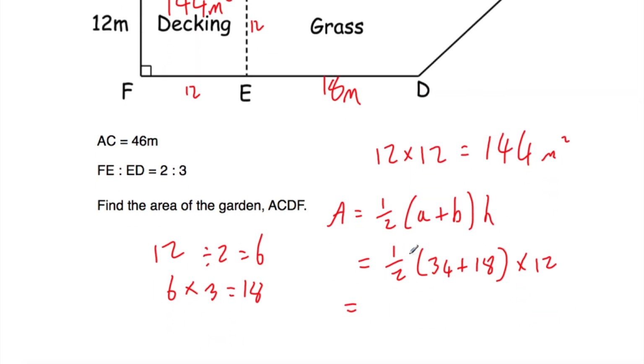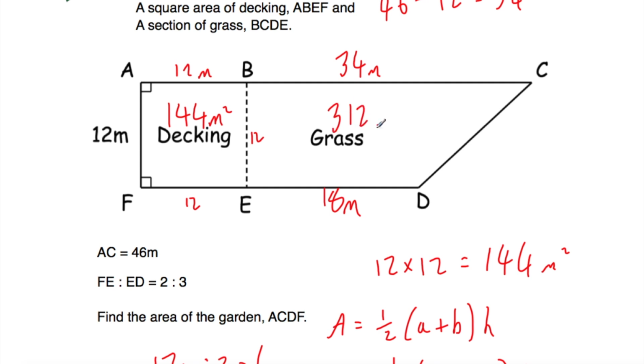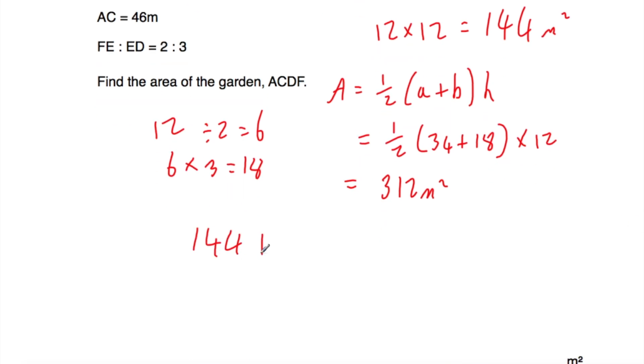And then if we just work this out on our calculator, a half, and then in brackets, 34 plus 18, close brackets, multiply by 12, that's equal to 312 meters squared. So that means the area of grass in this garden is 312 meters squared. And that's fantastic. To find the area of the whole garden now, we can just add this area and this area together. So 144 plus 312 is equal to 456 meters squared, and that's it.